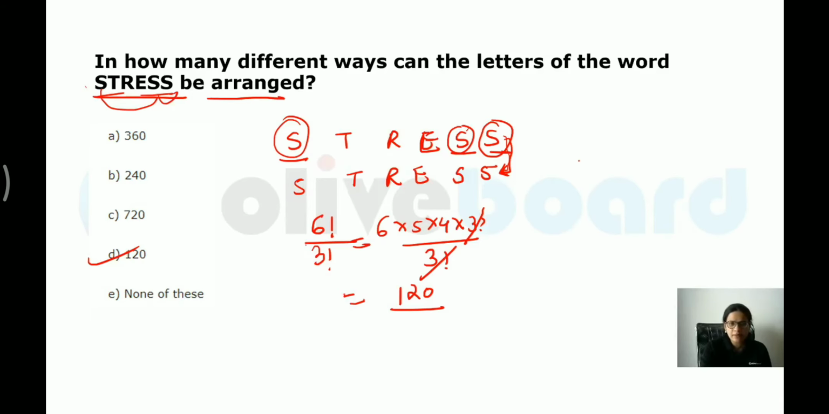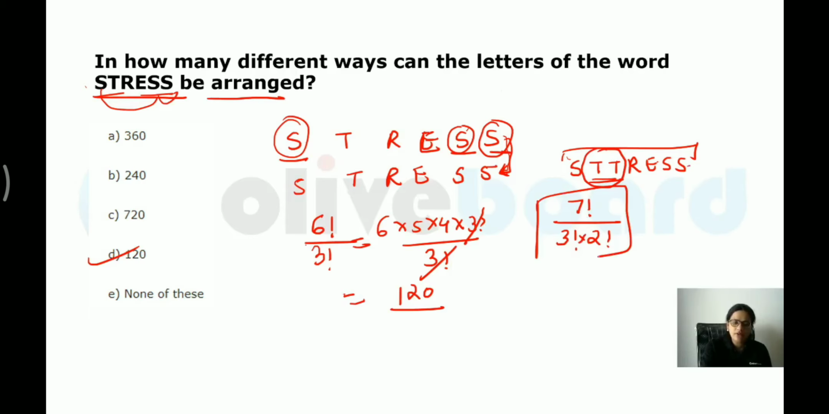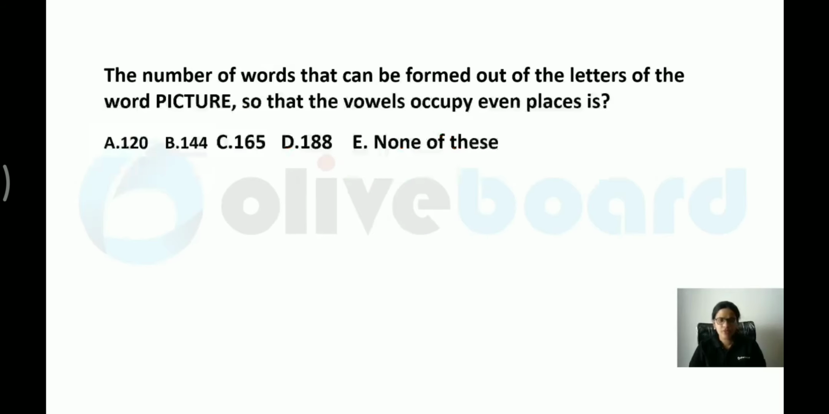For example, suppose I give you S double T R E double S. Now I have added 2 T's over here. Now how many letters are there? If you observe over here, there are 7 letters. So write down 7 factorial. How many S are there? 3 S are there. So write 3 factorial, and T is also repeated, so write 2 factorial over here. Likewise, you have to write all the factorials in multiplication over here. Okay, so whatever is repeated, you have to just observe and put it in the denominator. I hope the concept is clear. Let us move on to the next question.